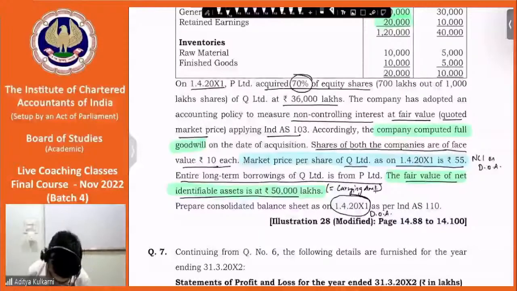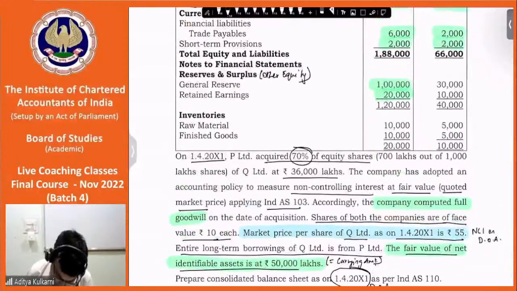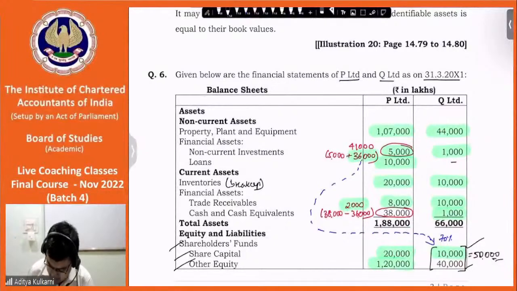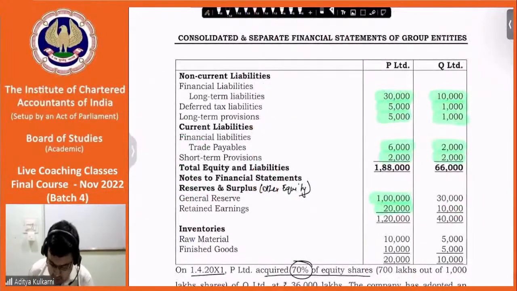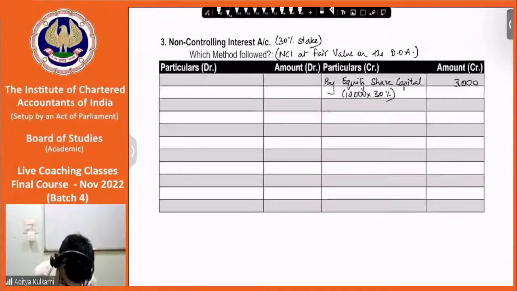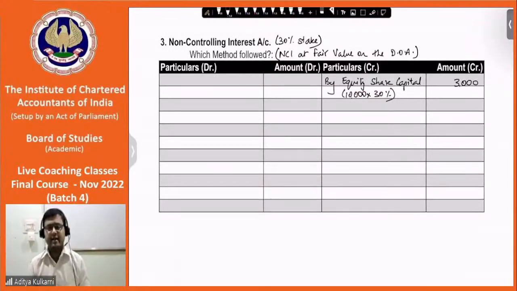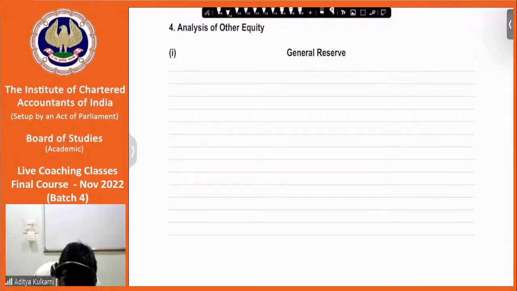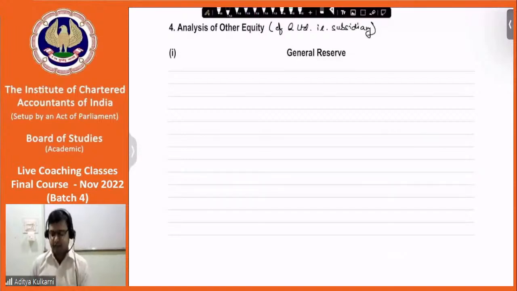Let us then proceed further. Reserves are there. Equity, did I consider? Yes. So now what is left is reserves of 40,000. Reserves are made up of two items, that is general reserve as well as retained earnings. So reserves will be analyzed in working note 4. So working note 4, general reserve. Whose other equity? Of Q Limited. That is the subsidiary.